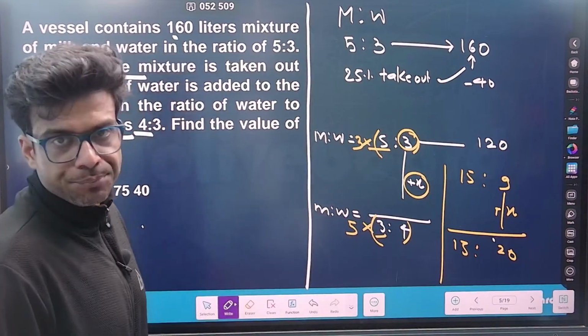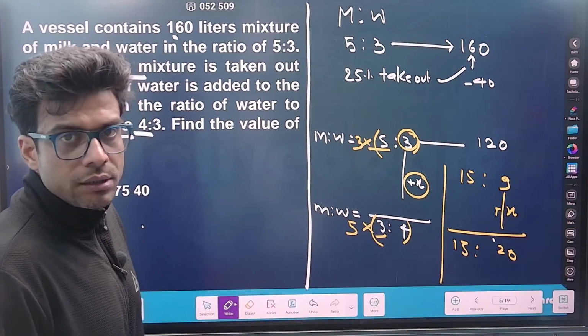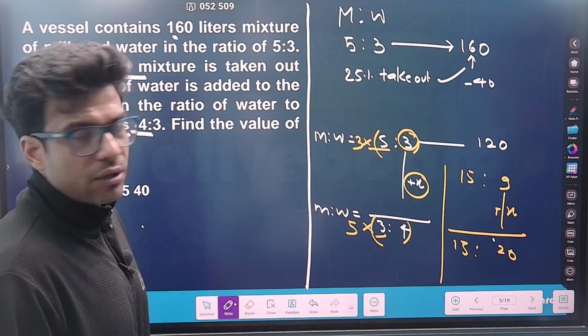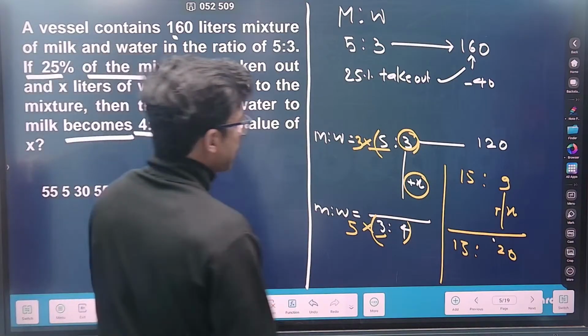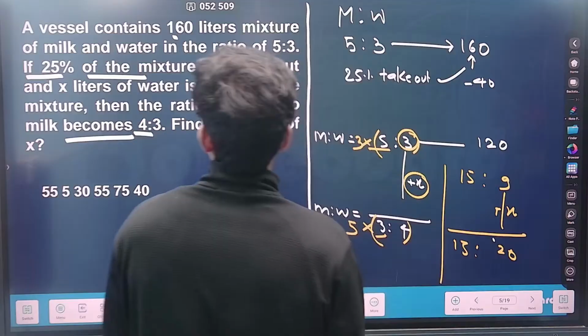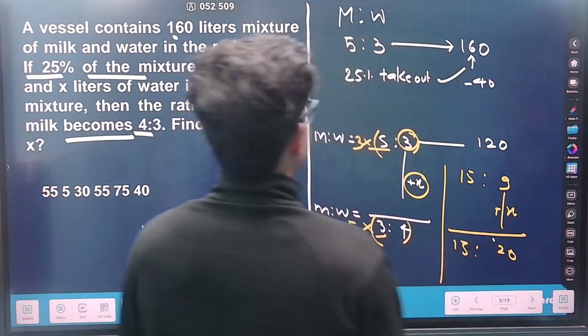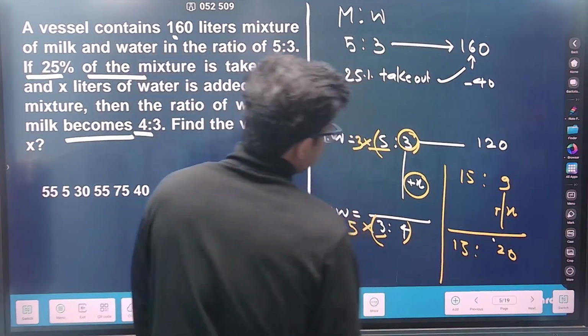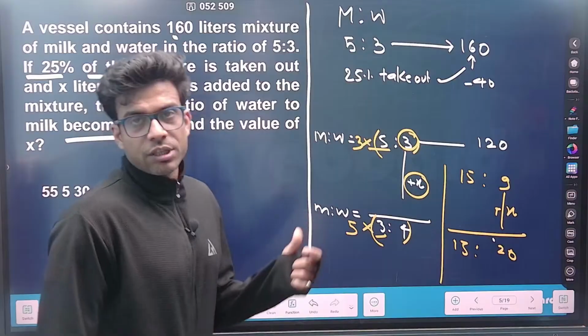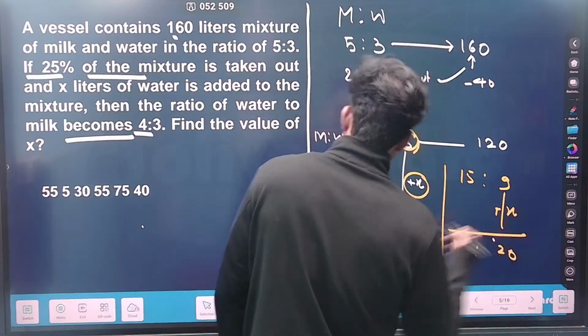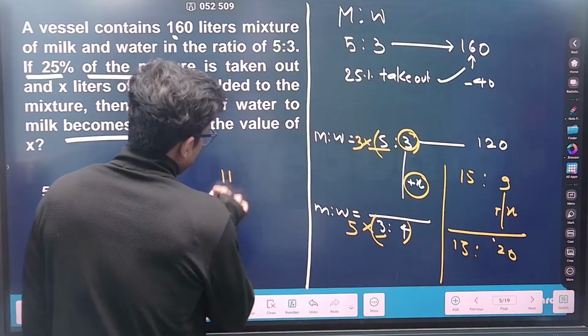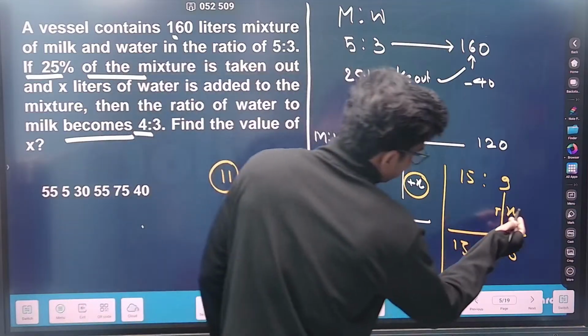I hope this much is clear to everyone. Find the value of X. So guys, the value of X would be how much? Can you figure it out? Now you can also understand the logic behind it. According to you, the unit value is what? The unit value is 11, right? According to you, the value of X is 11.